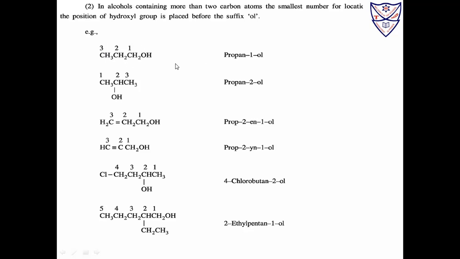Propane, propanol. So propane-1-ol it is. Why 1-ol? Because in the place of the first carbon only the hydroxyl group is attached. That's why it is propane-1-ol. Now here, this OH is attached to the second carbon. So it's propane-2-ol.